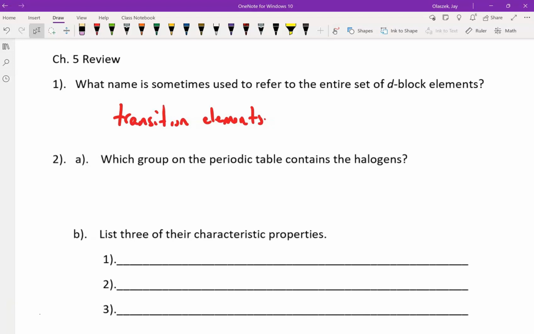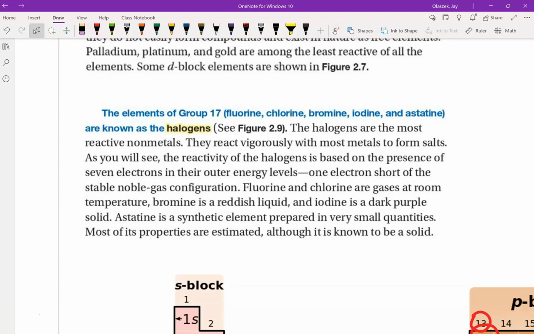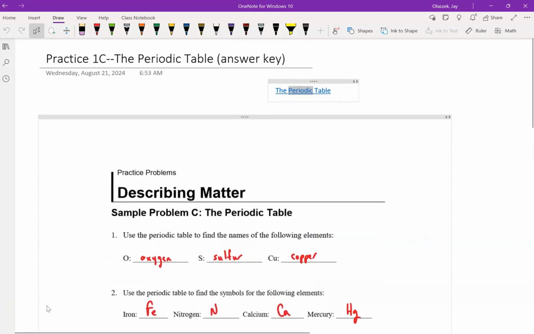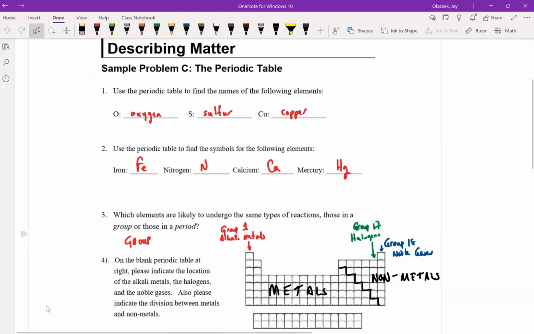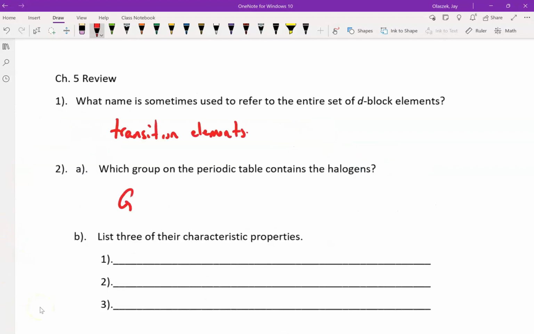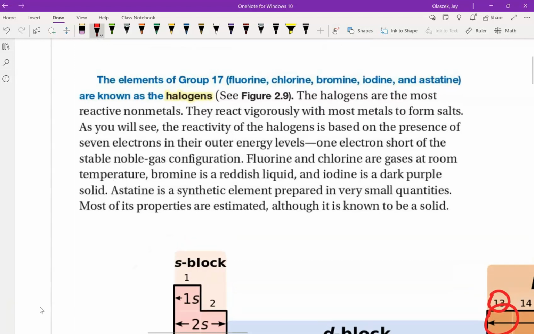Number 2, which group on the periodic table contains the halogens? There's a couple ways that we could answer this. Here it says the elements of group 17 are known as the halogens, or here we are looking at the answer key to practice 1C way back in the beginning, and it tells us that halogens are group 17. So here is the answer to that question. Group 17.